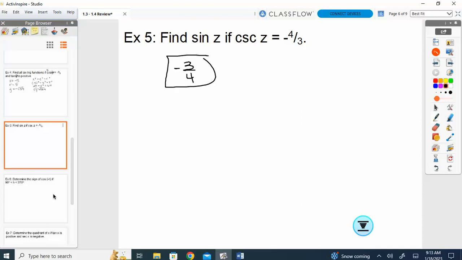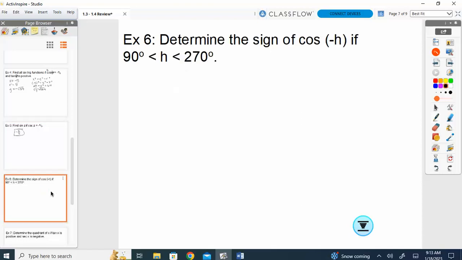Okay, let's do one like the homework question we talked about, and then we'll do one over picking a quadrant, and then I'm done. All right, I need to know the sine of cosine negative h. And I'm telling you that h is between 90 and 270. So if I want to talk about negative h, what would I need to do first?